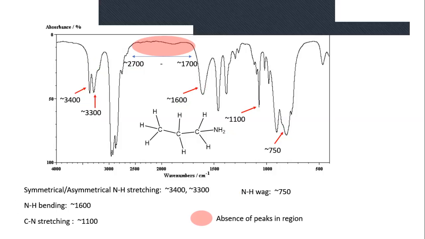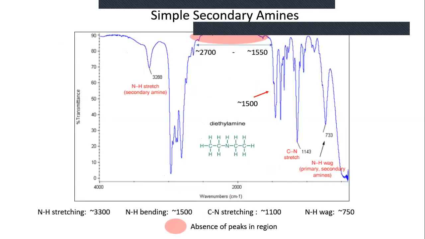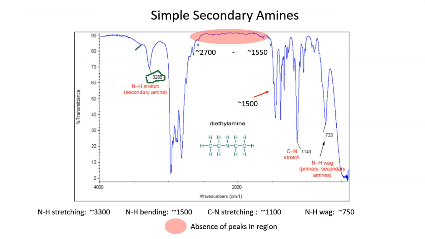Now we'll move on to secondary amines. So secondary amines, remember, we're going to have one NH stretching. So here at around 3300, we have our one NH stretching. So that's number 1.